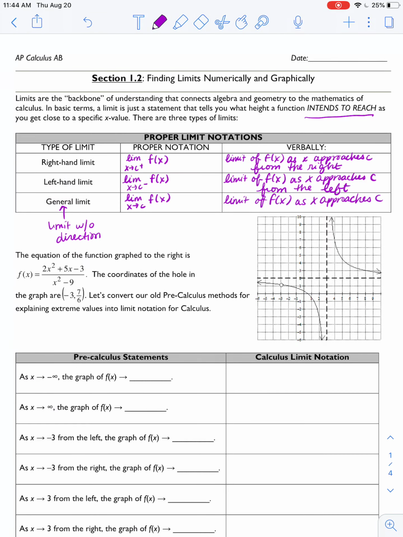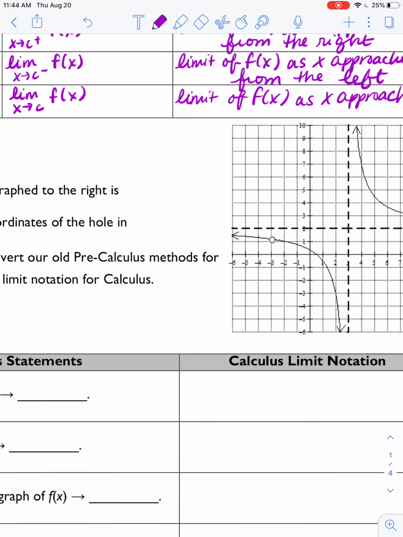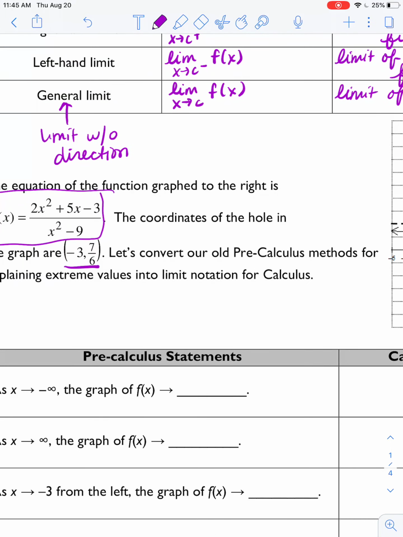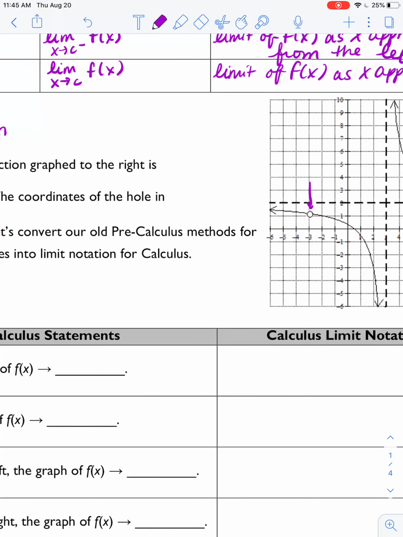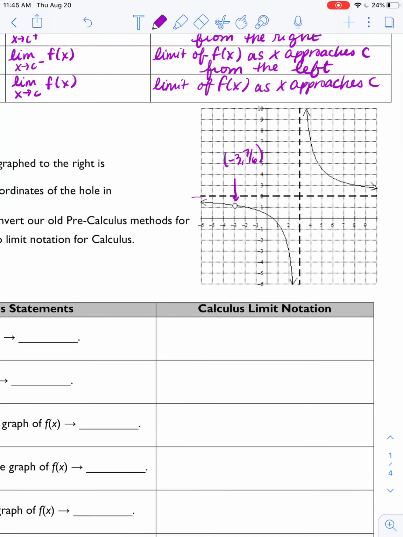So let's take a look at an example here. We have the graph of this function, f of x equals (2x squared plus 5x minus 3) over (x squared minus 9). You might remember functions like this from pre-calc last year. So these rational functions, a lot of times they'll have these graphical features. Like there's a hole at -3, and it tells me here that this y value is 7 over 6. So I know that this point right here is (-3, 7 over 6). So we'll keep that in mind. I also notice there's a horizontal asymptote here at y equals 2 and a vertical asymptote at x equals 3.